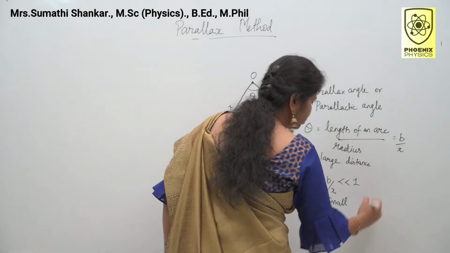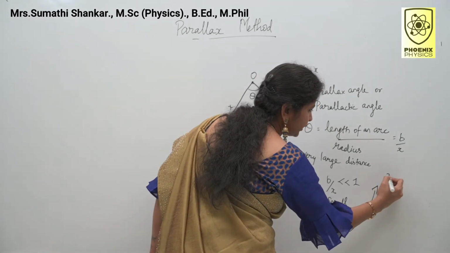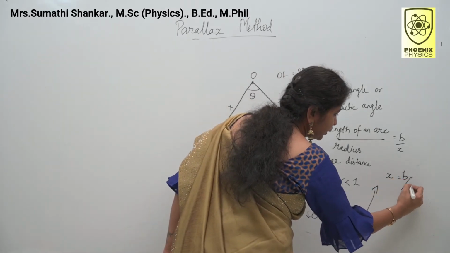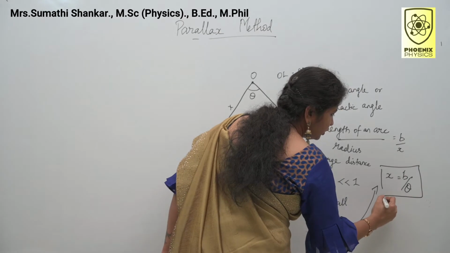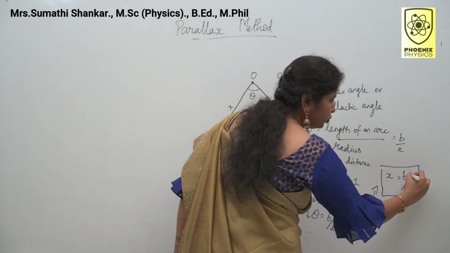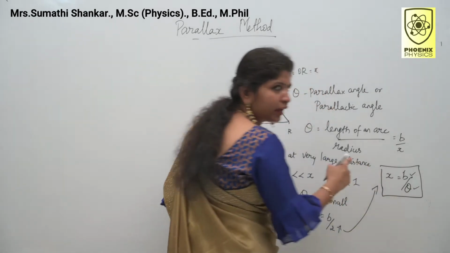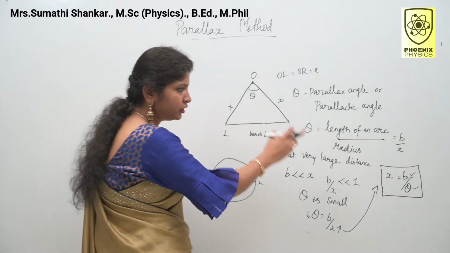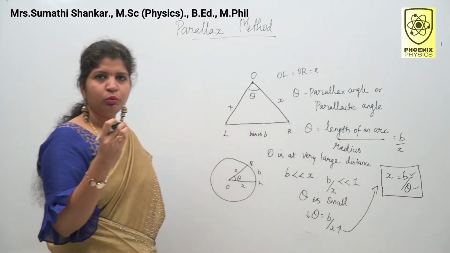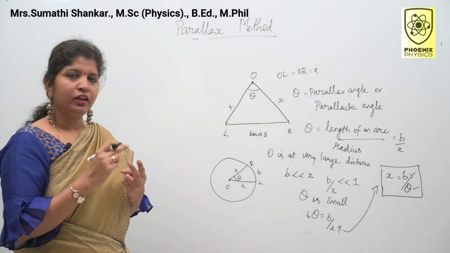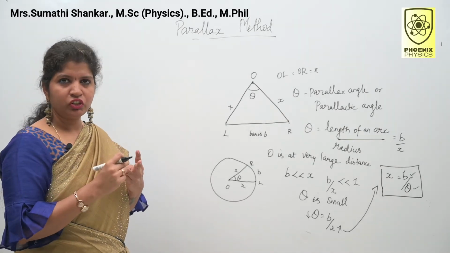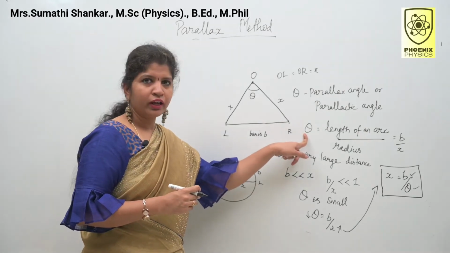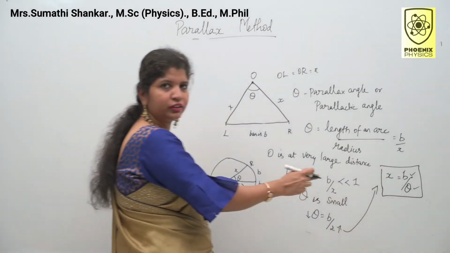Up to this clear? Suppose you want to find x, you rearrange theta and x. x is equal to B by theta. This is our final formula. If you know the values of B and theta, you can calculate x. Up to this clear? So in this derivation, we discussed what is parallax, example, definition, then the formula for theta, and how to calculate x.